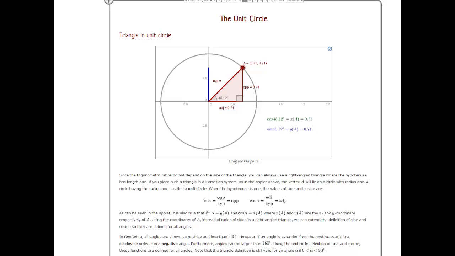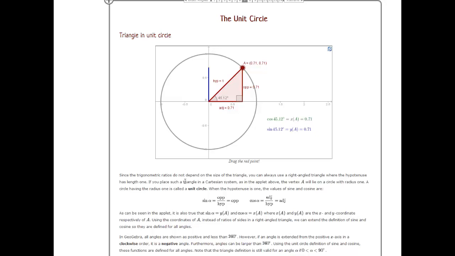Now, what we want to do is look at angles that are not just restricted between 0 and 90 degrees. We've done that so far. All the angles we've looked at have been between 0 and 90. We've taken sine, cos and tan of those angles between 0 and 90 degrees. Now what we want to do is branch out from that.